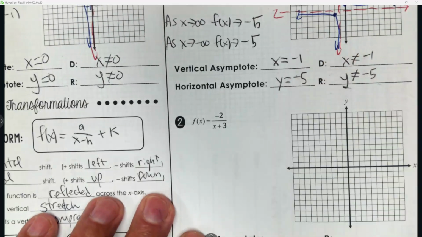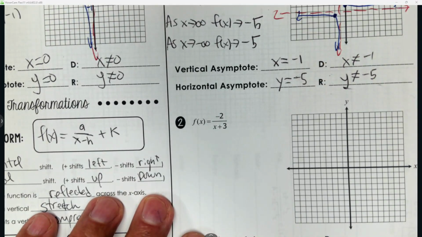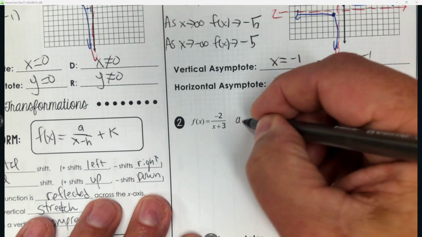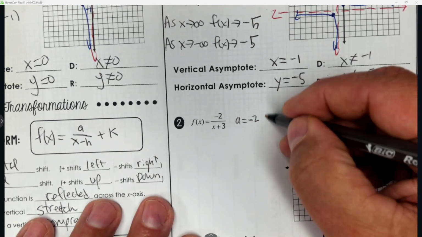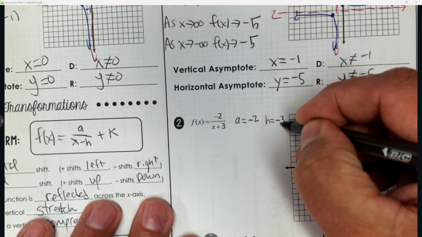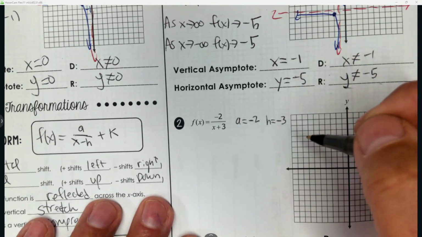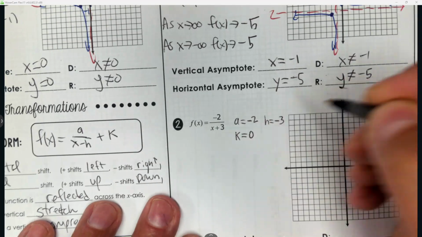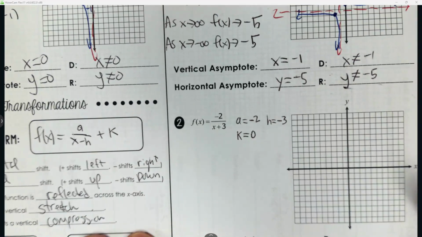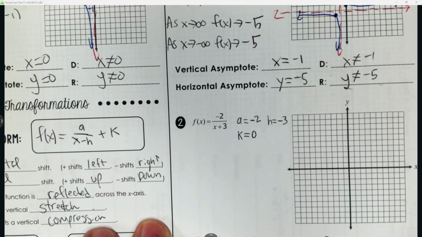So let's start. Maybe you can start. A is the number on top. H is the opposite number on the bottom. And there's no number after. So when you don't see a number added, that number you don't see is 0. That's going to be helpful for the asymptote and for the range.